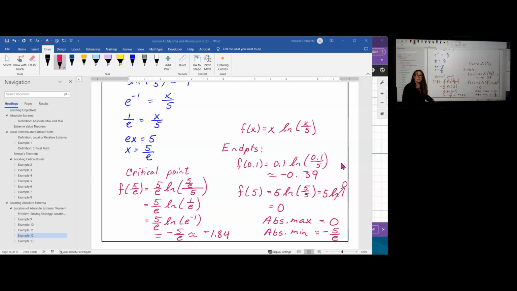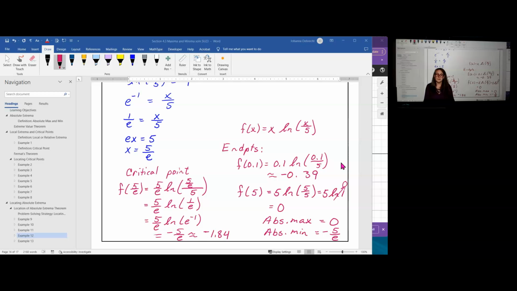This turns out to be the absolute minimum value, which is occurring at 5 over e. Our absolute maximum value ends up at the right endpoint of the interval, 5. And the maximum value is 0.